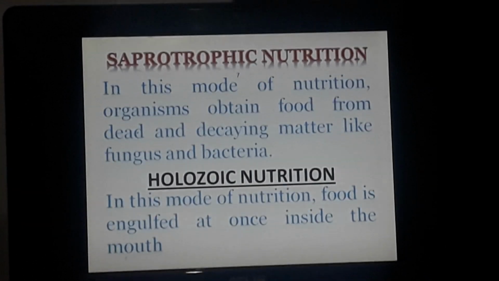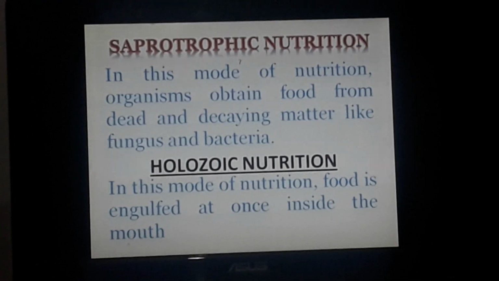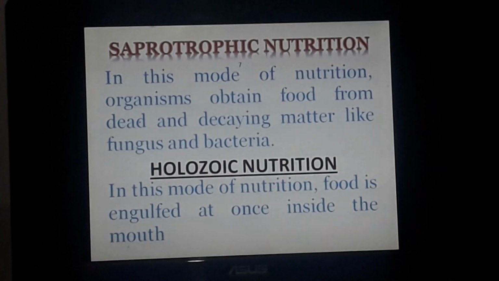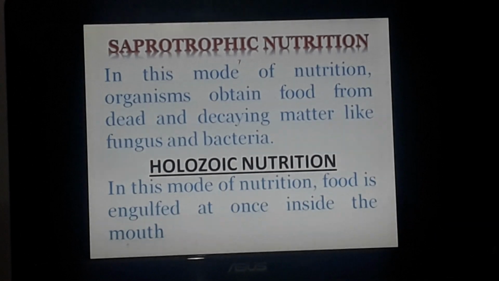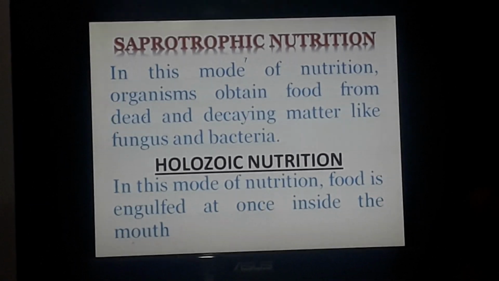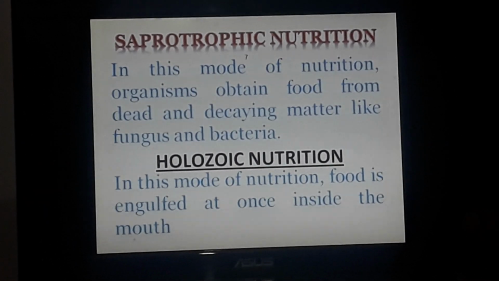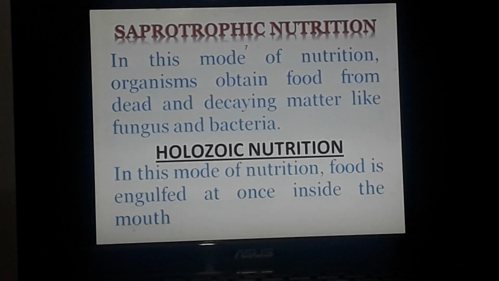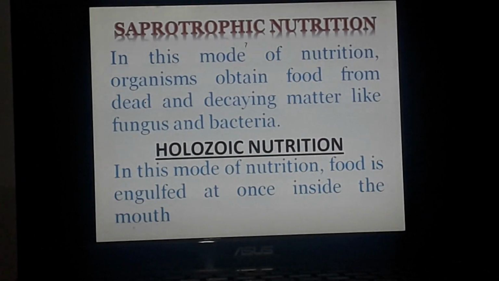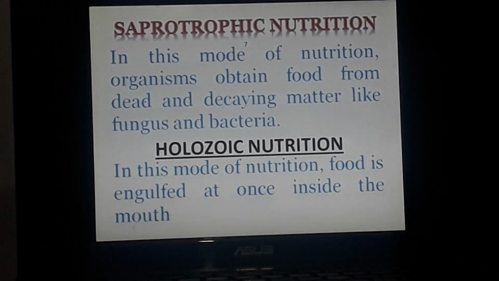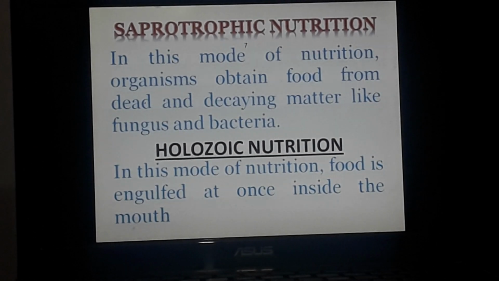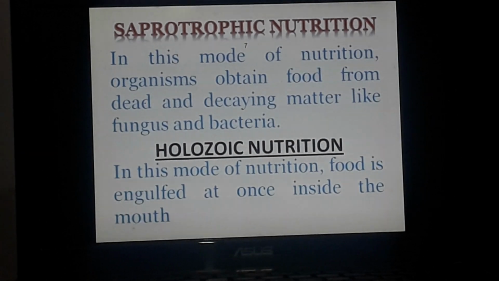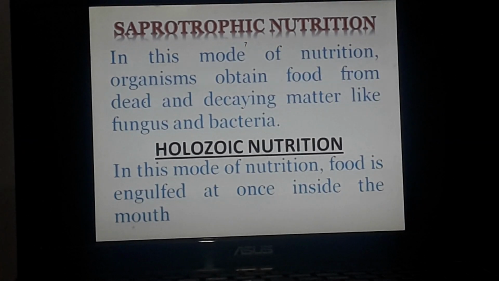Now in heterotrophic nutrition we have some more classification of nutrition. One of those is saprotrophic nutrition. The word saprotrophic means dead and decaying matter. That means the organisms which are dependent upon dead and decaying matter for their nutrition, for their nourishment, are called saprotrophs, and the nourishment is called saprotrophic nourishment.